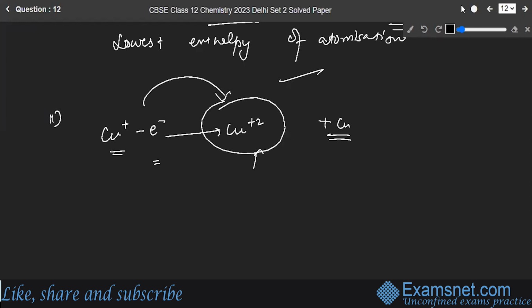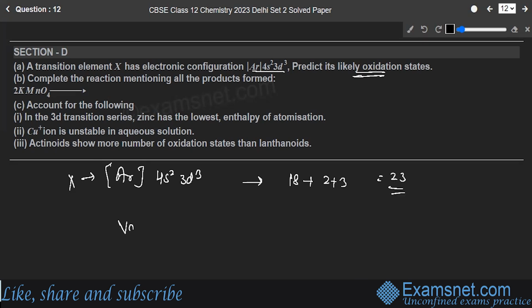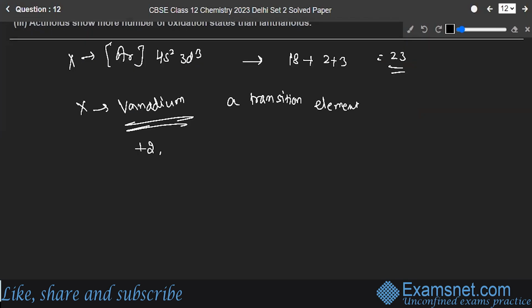Once again, I'm explaining. Question number 12, a transition element X has the electronic configuration given by this. You have to predict the likely oxidation states for it. So X has the configuration of argon, which has atomic number 18, 4s2, 3d3. That means it has 18 plus 2 plus 3, which is 23 electrons. That means it is nothing but vanadium. Being a transition element, it will show variable oxidation states like +2, +3, +4 and +5. These are the various oxidation states for vanadium.